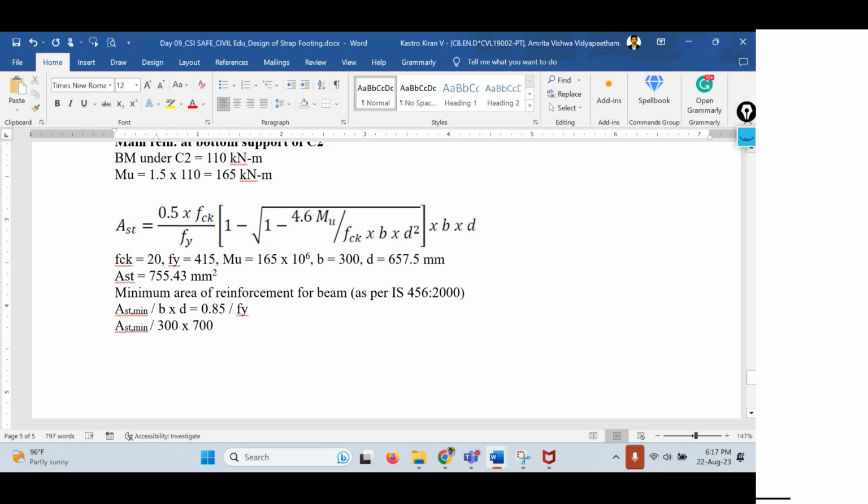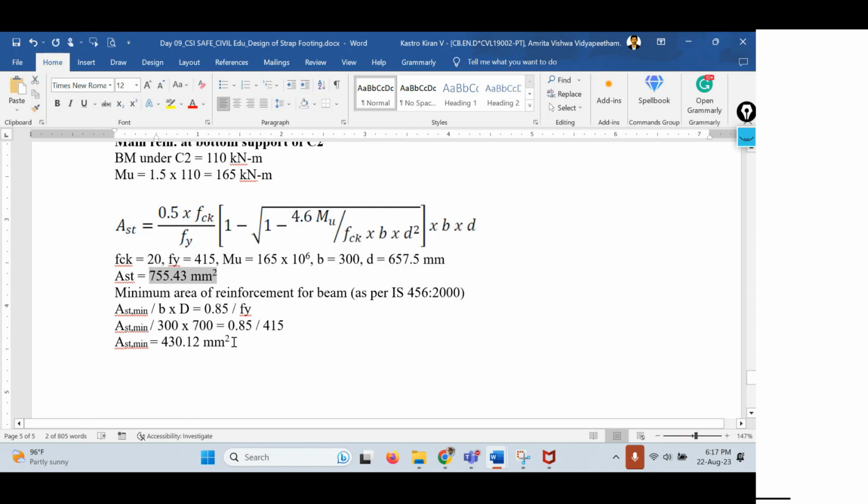So overall depth of the beam is 700 mm. So let me write here it as capital D. That equals 0.85 divided by fy. fy is grade of steel, which is 415. So if you solve this one, we are going to get the value of Ast as 430.12 mm square. That's the minimum reinforcement. How much reinforcement are we providing? 755. So it is within the limits only.